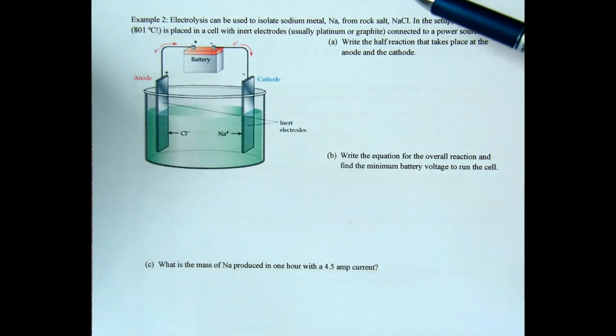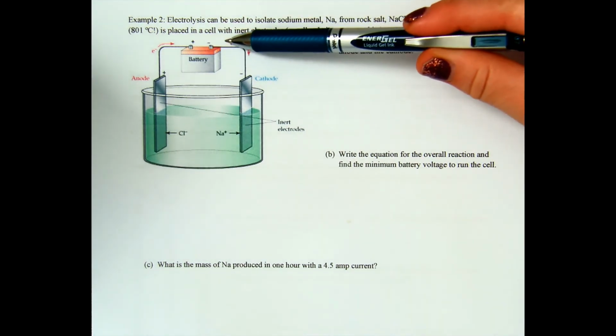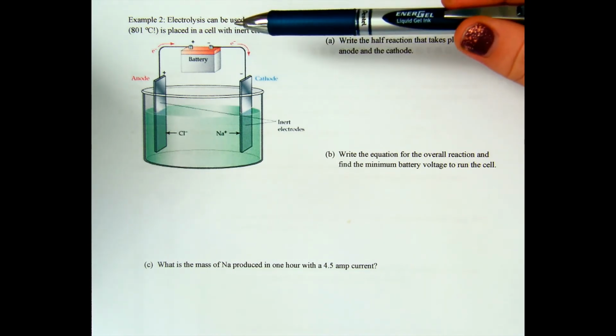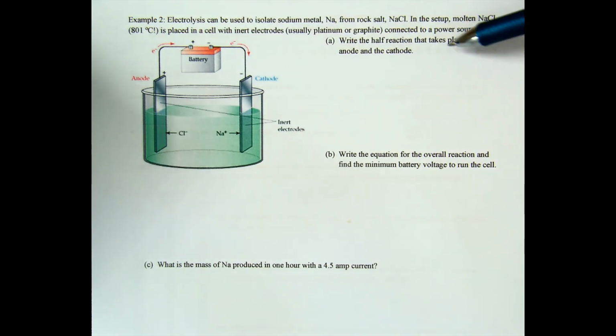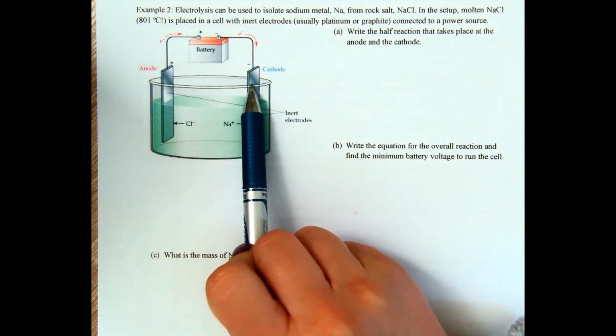Anyway, that's placed in a cell with inert electrodes, so those electrodes aren't going to be active at all. Usually they use platinum or graphite. And it's connected to some massive battery source, something with power. For the first part, write the half reaction that takes place at the anode and the cathode. It's already giving us our anode and our cathode here, so we don't need to look anything up.